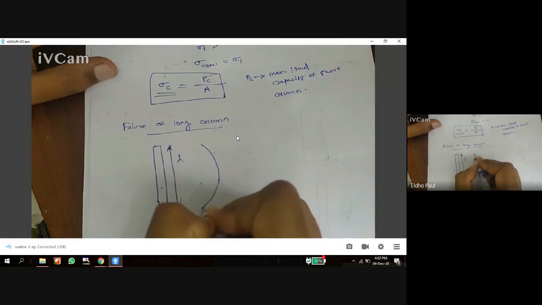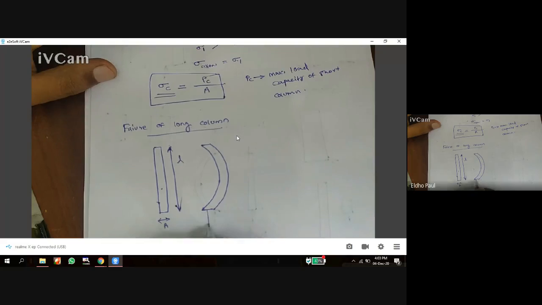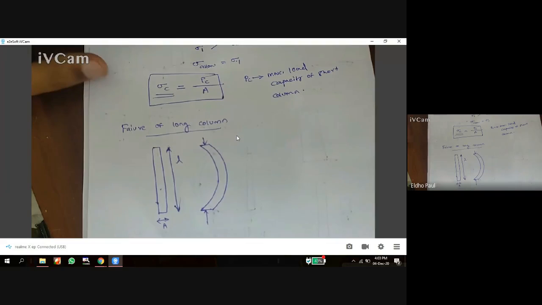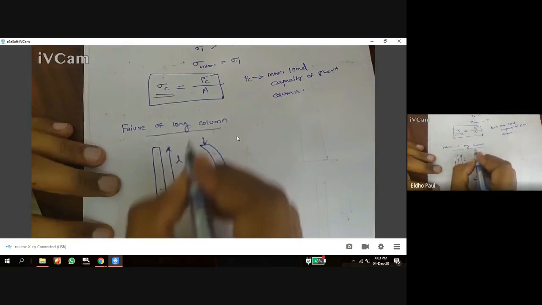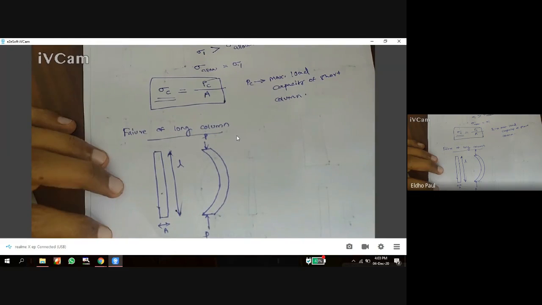After a particular amount of buckling, the column fails. So this is buckling. When a long column is subjected to a direct load P, it starts to deflect. So buckling is a type of deflection. You already studied the deflection of beams. Similar to the beam, here we have buckling in the case of a column.